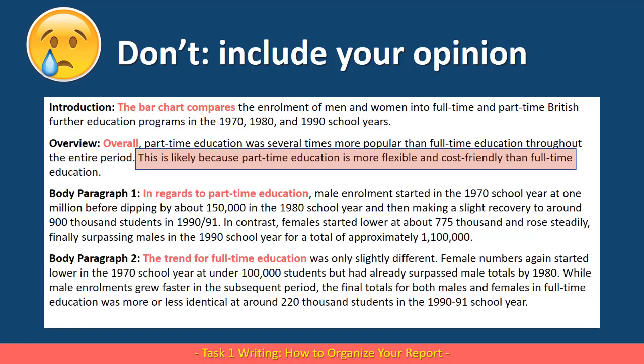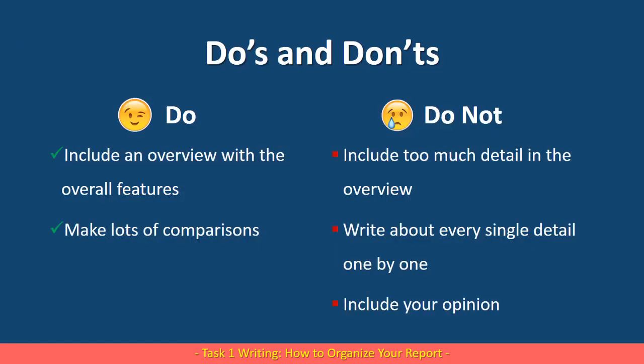All right? Cool. So just to review quickly, for do's, include an overview with the overall features and make lots of comparisons. For do not, include too much detail in the overview and don't write about every single detail one by one. And finally, don't include your opinion. Save that for task 2.